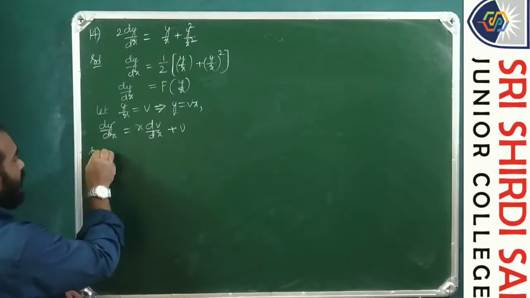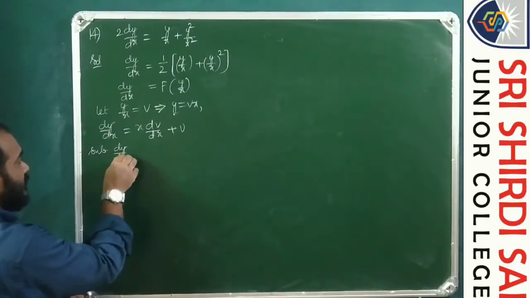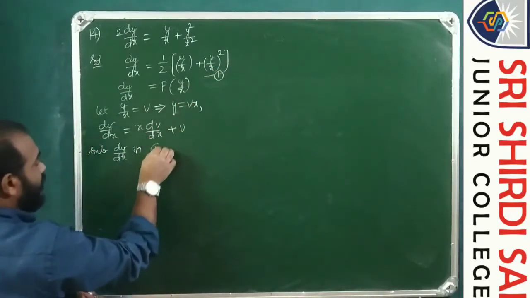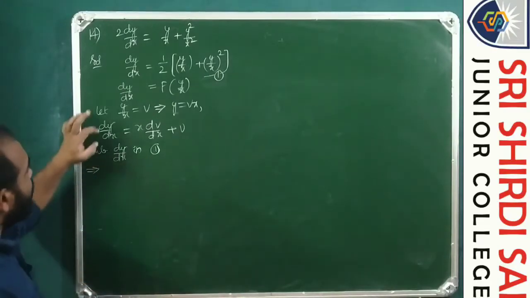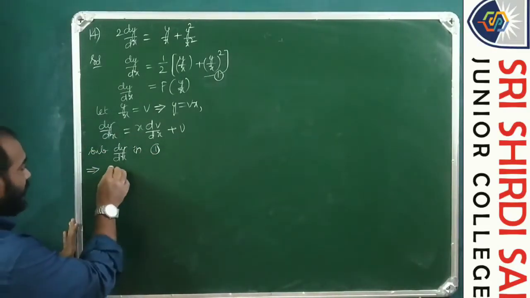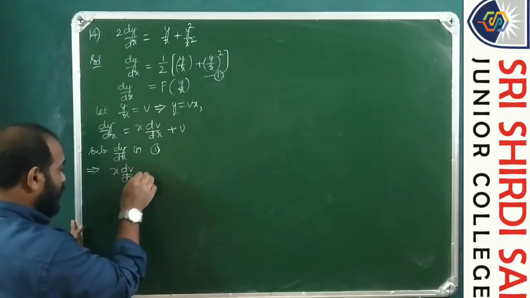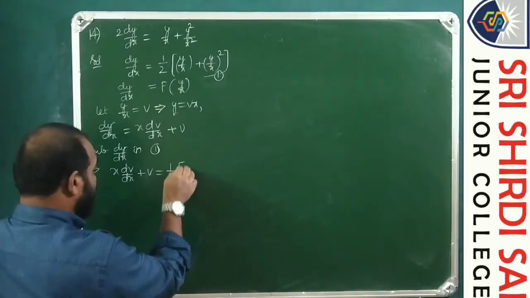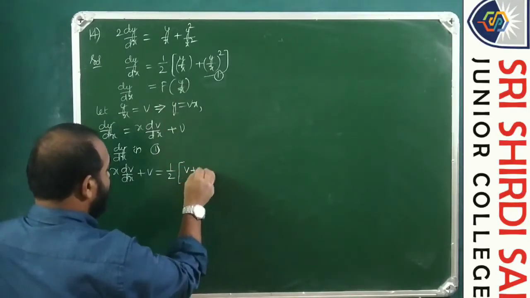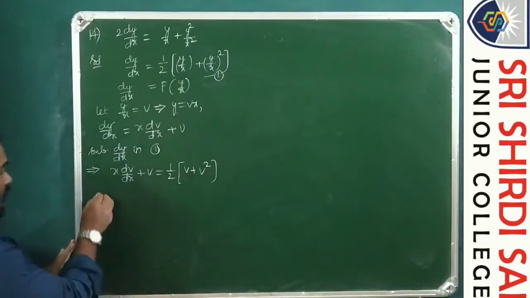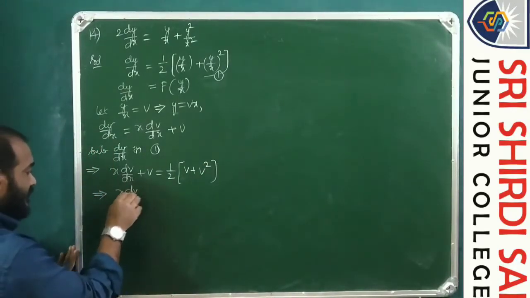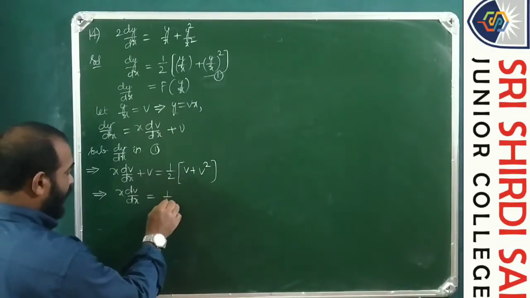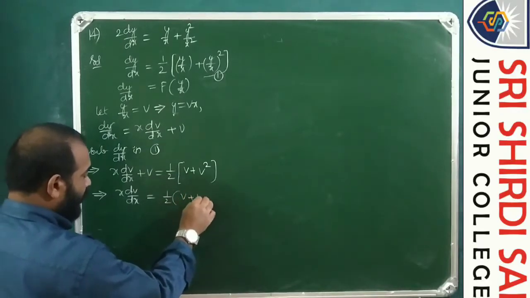Now substituting dy by dx in the first equation, in 1 we will be getting x dv by dx plus v is equal to 1 by 2 into v plus v square. This is equal to x dv by dx is equal to 1 by 2 into v plus v square.